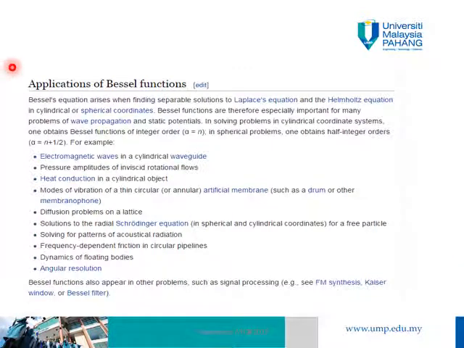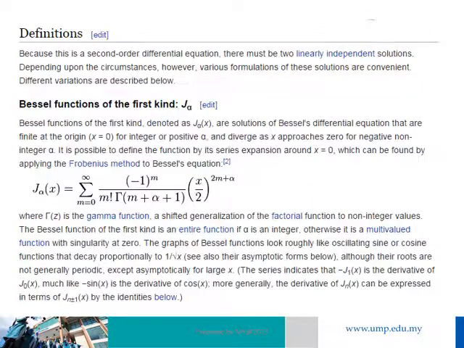There are many applications of Bessel functions: electromagnetic waves, pressure, amplitude, heat conduction, modes, vibrations, diffusion problems, frequency dependent circular pipelines, dynamic floating bodies, angular resolution, and so on. Because this is a second order differential equation, there must be two linearly independent solutions. So the Bessel function of the first kind, J alpha, solves this equation.